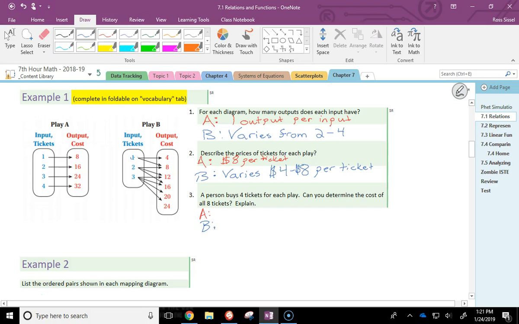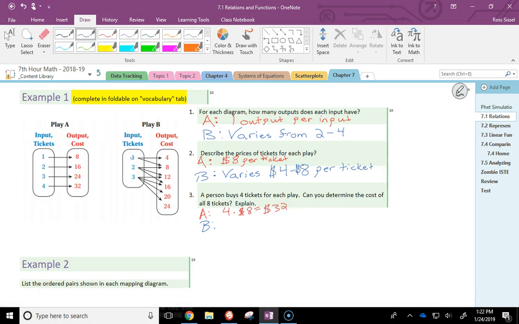Can I determine the cost of all tickets? So let's first look at A. Can I figure out how much it costs to go to play A? Yes. How much is it going to cost me to take 4 tickets? $32. Each ticket was $8, so 4 tickets times $8. It's going to cost me $32.